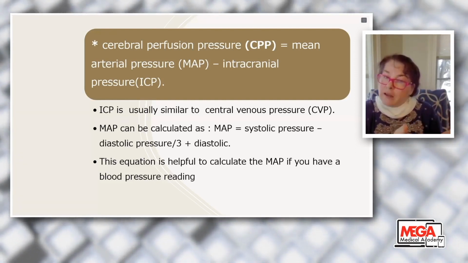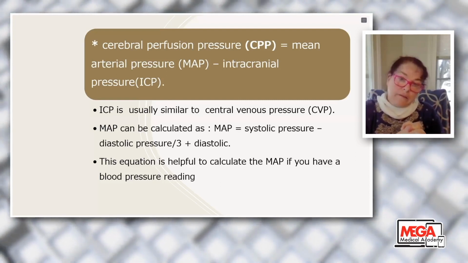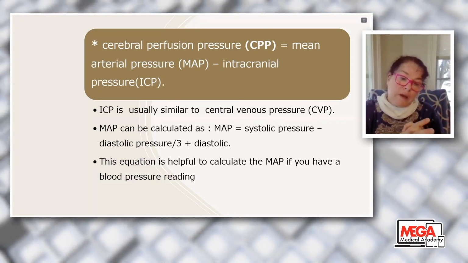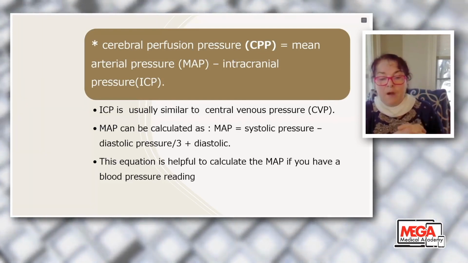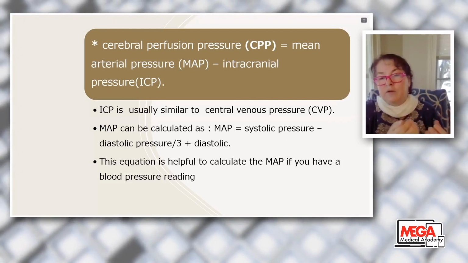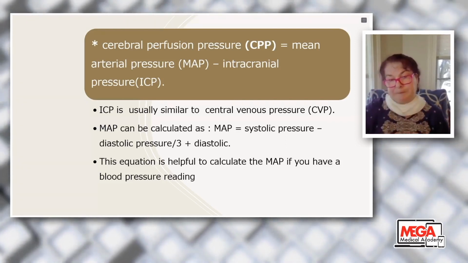This can be calculated by hand by taking your systolic pressure, subtracting off your diastolic pressure, dividing that number by 3, and adding on your diastolic pressure. That would give you a mean pressure. So this is an important concept, just to know what your cerebral perfusion pressure is.